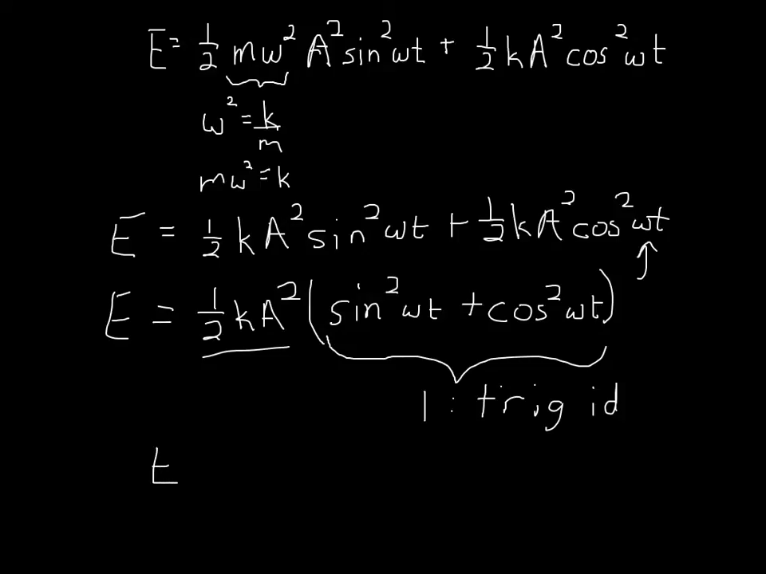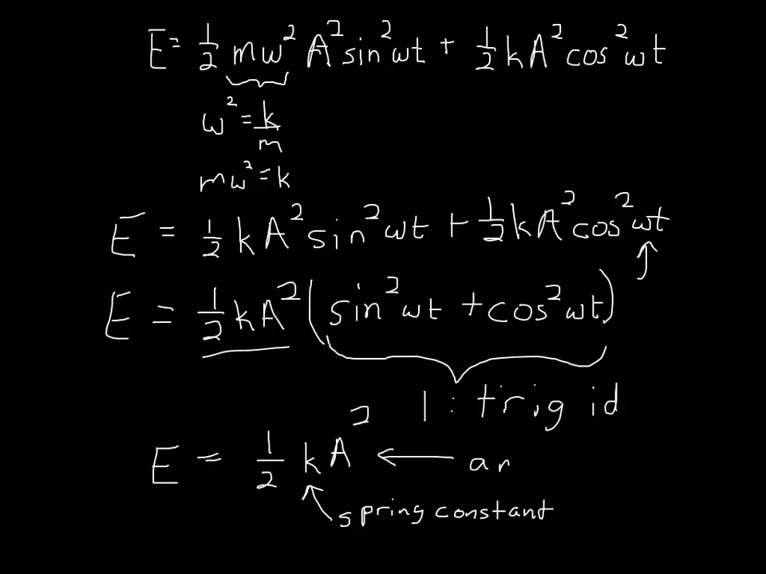So if that's equal to 1, then the energy inside of a simple harmonic oscillator is equal to 1/2 k times a squared. So the total energy I can get out of a spring depends on the spring constant and the amplitude, or how far I can stretch that spring. And if you think about this conceptually, it should make a good bit of sense to you.